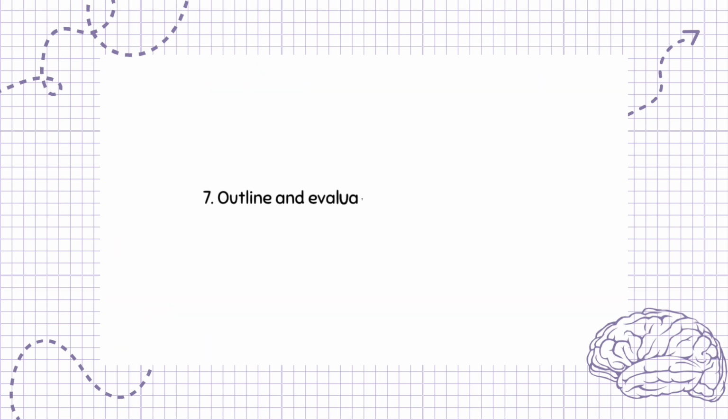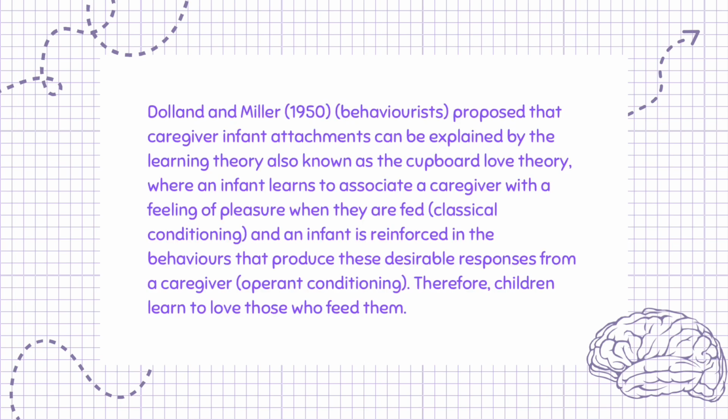Question 7. Outline and evaluate the learning theory of attachment. 8 marks. Dollard and Miller, 1950, behaviorists, proposed that caregiver-infant attachments can be explained by the learning theory, also known as the cupboard love theory, where an infant learns to associate a caregiver with a feeling of pleasure when they are fed, classical conditioning, and an infant is reinforced in the behaviors that produce these desirable responses from a caregiver, operant conditioning. Therefore, children learn to love those who feed them.